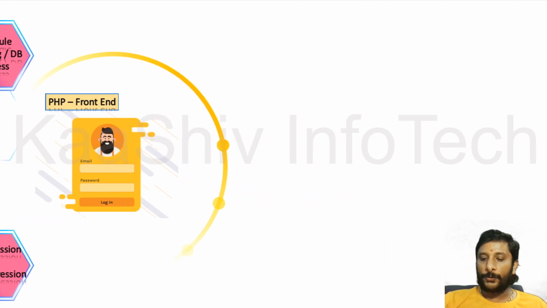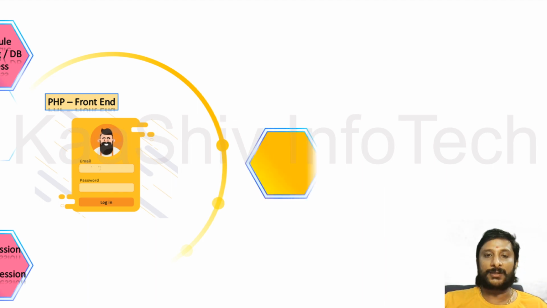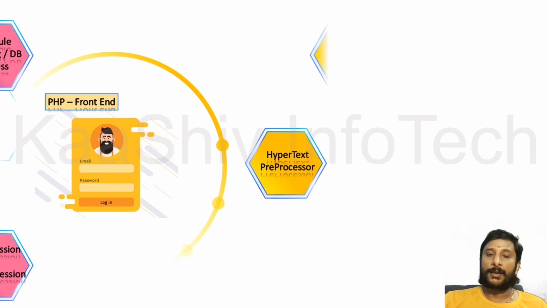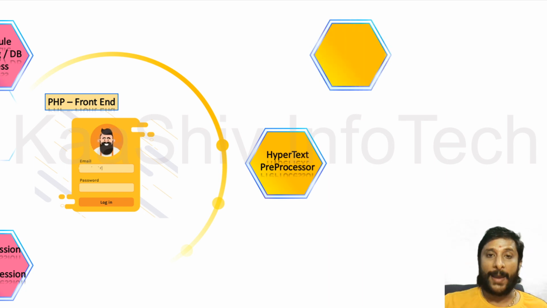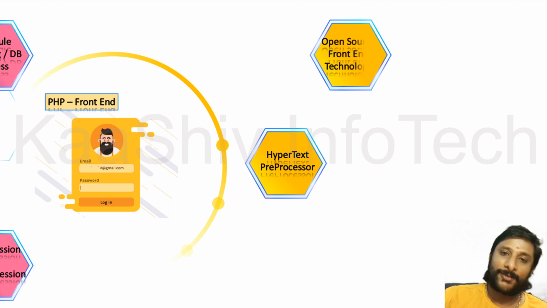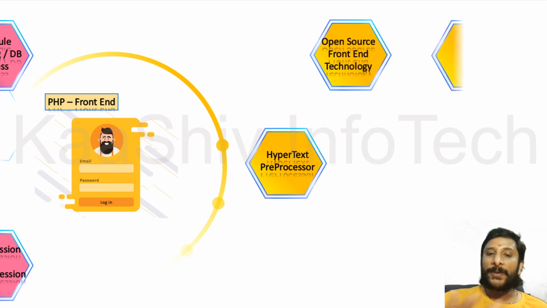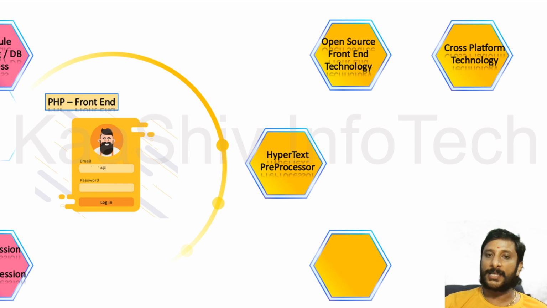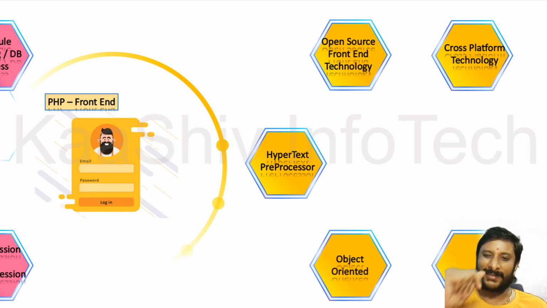Once again, till now what we discussed is the Apache server and the XAMPP box. Inside the XAMPP box we have the Apache server, and inside the Apache server we have PHP. PHP is the Hypertext Preprocessor language, an open source front-end technology available free of cost, and it is cross-platform. It will work on any operating system.